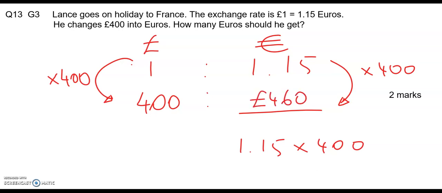460. Another way to do it would have been like we explained in an earlier example. Multiply the two numbers diagonally and then divide by whatever is left. So we'd go again 1.15 times 400 divided by 1 would give us the same answer, which is £460.